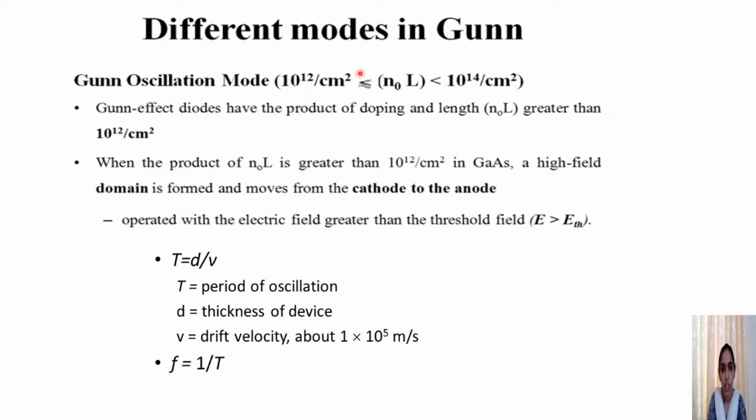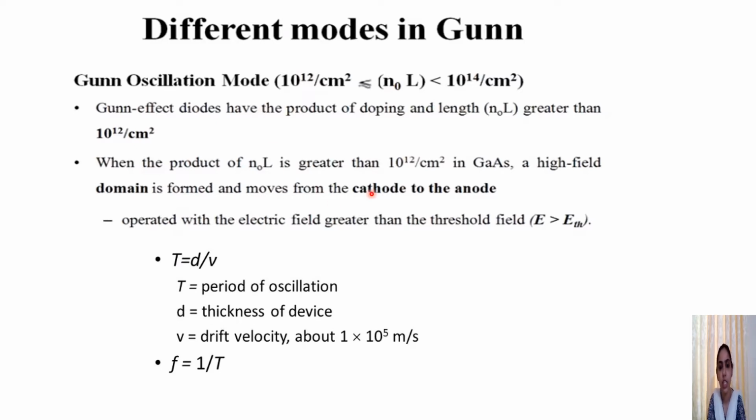When the N0L factor, its range is in between 10 raised to 12 and 10 raised to 14 per centimeter square. So when they are having the product of doping and the length greater than 10 raised to 12, what happens? A very high field domain is formed and moves from the cathode to anode. So N0L is only going to determine the modes in Gunn device.